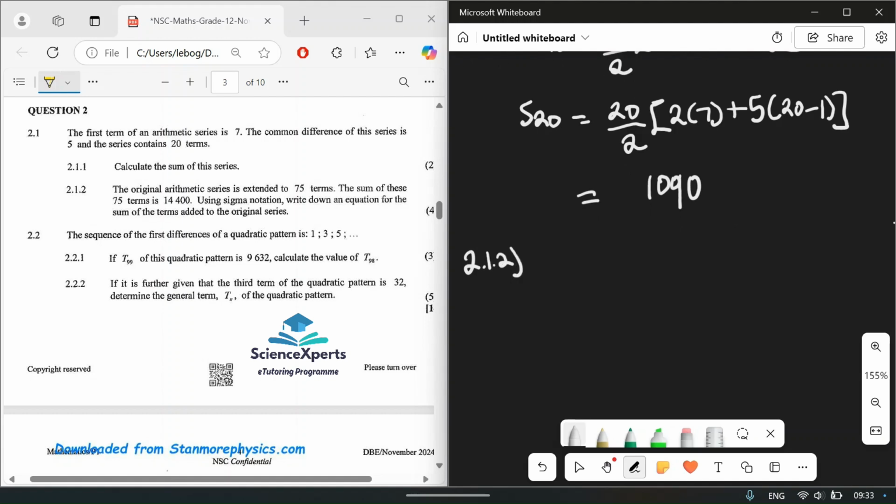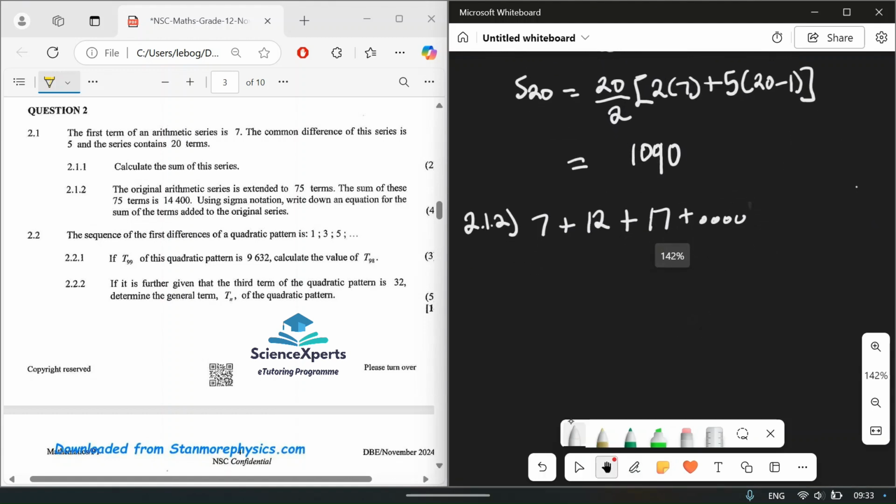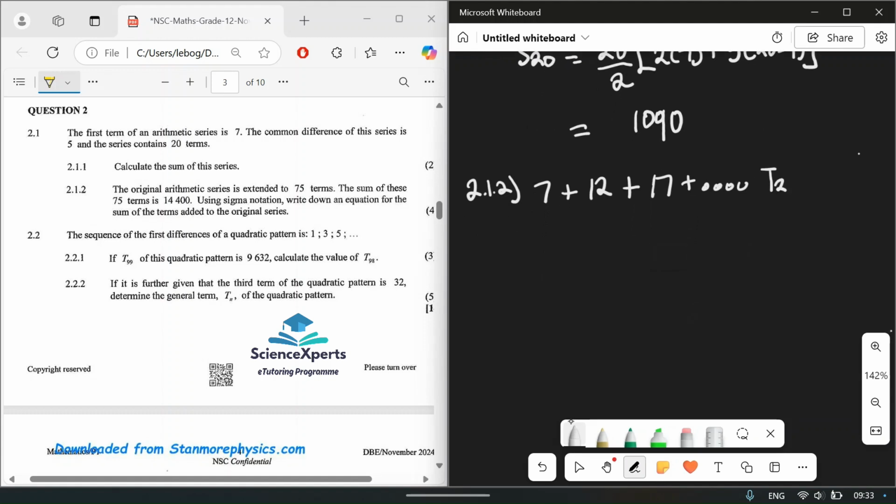2.1.2: the original arithmetic series is extended to 75 terms. Calculate the sum of these 75 terms. The sum of these 75 terms is 14,400. Using sigma notation, write down an equation for the sum of the terms that are added to the original series. The original series started with the first term 7, plus 5 is 12, plus 5 is 17, up to the 20th term. I don't know what the 20th term is, so let me just write T20 there.